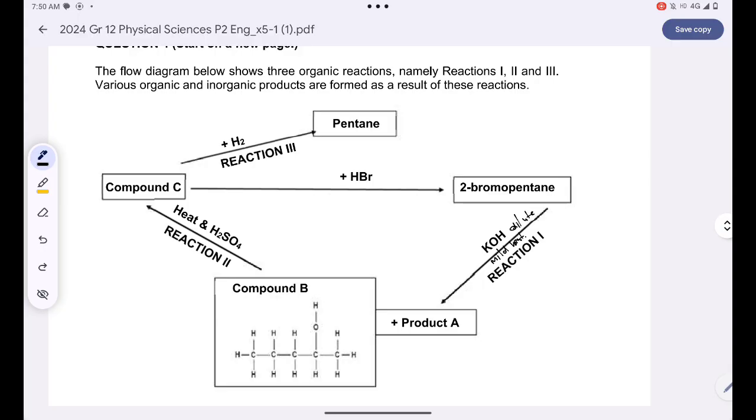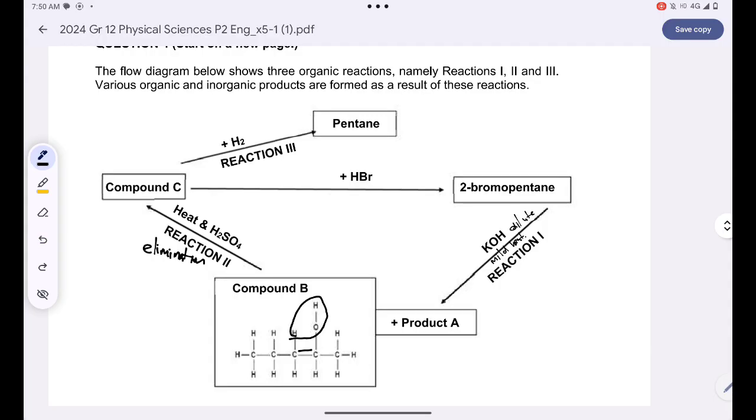And then reaction 2 is an elimination reaction. Once, guys, you see heat as well as sulfuric acid, this is an elimination reaction. This guy over here will be eliminated to form a double bond over there. So this is just an elimination reaction, and the type of elimination reaction is dehydration, because you are removing water in compound B.